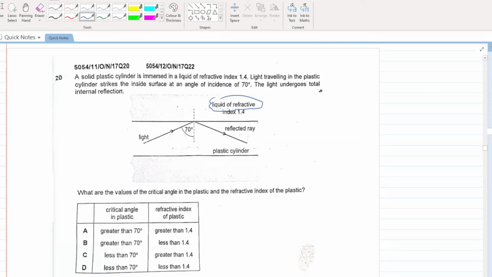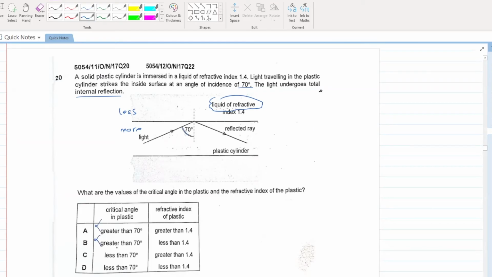Light is traveling in the plastic cylinder and strikes the inside surface at an angle of incidence of 40 degrees. The light undergoes total internal reflection. So I know that the plastic is more dense and the outside is less dense. Why? Because only when light goes from more dense to less dense does it bend away from the normal. And if you increase the angle beyond the critical angle, you get total internal reflection.